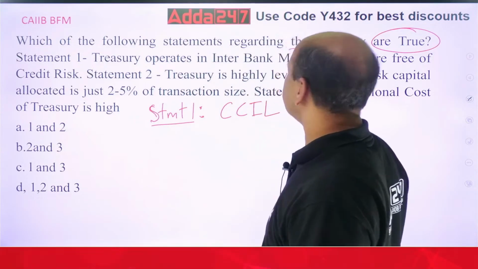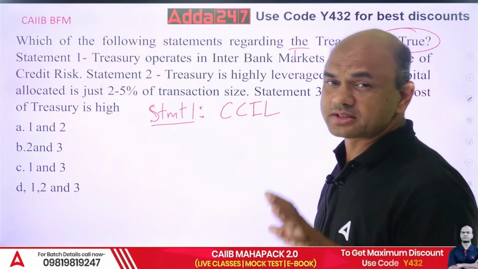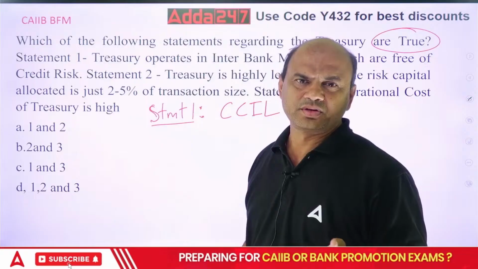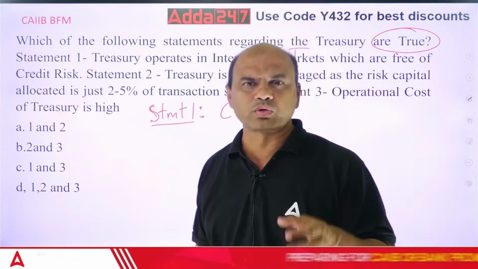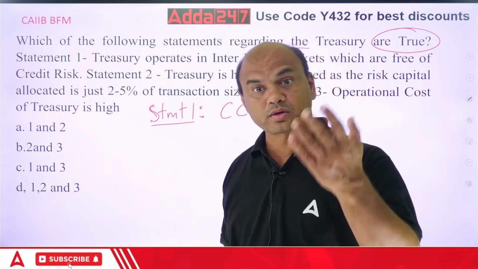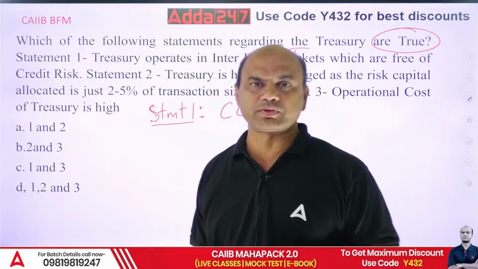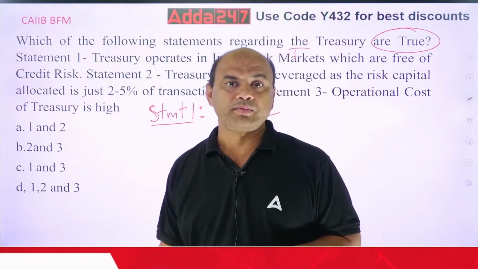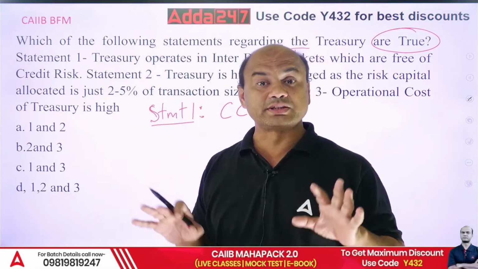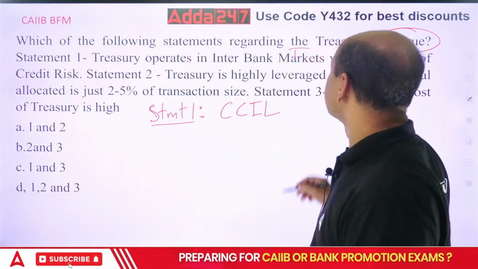What about statement 2? Treasury is highly leveraged as capital allocated is 2 to 5%. This is the most correct statement. Treasury has a high leverage. You can take just 2 crore rupees and do trading of 100 crores. That much trading you can do. So it's a huge leverage business. Because of this leverage you can earn profits, but there's also a problem. If you suffer a loss, you lose a lot. You will have to sell certain important assets of yours if you make a loss. So this is also true.